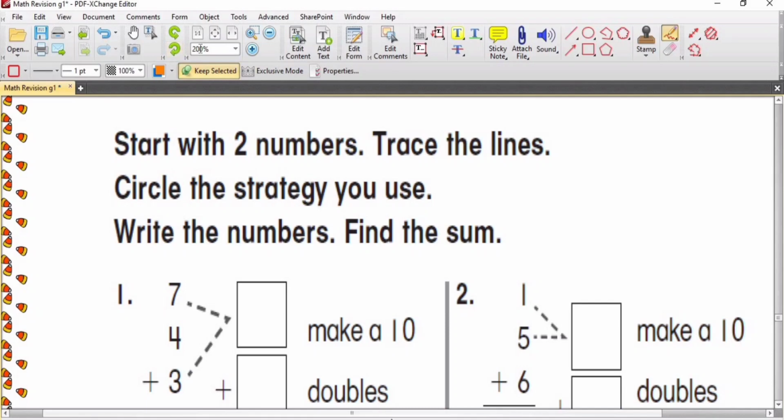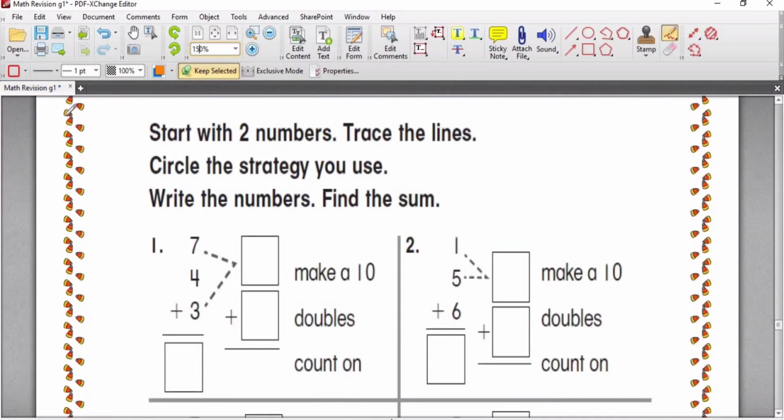Okay, Habibi, here he wants from you: start with 2 numbers. Track the line, circle the strategy you use. Write the numbers, find the sum. So here, what should we do? Well, we will see the line that he made for you. We will follow these lines, okay? We will make a circle around the strategy that we will use. After that, we will make the sum and put the result. Well, let's see how we can do that. It will be much easier for you to understand when we solve it, okay?